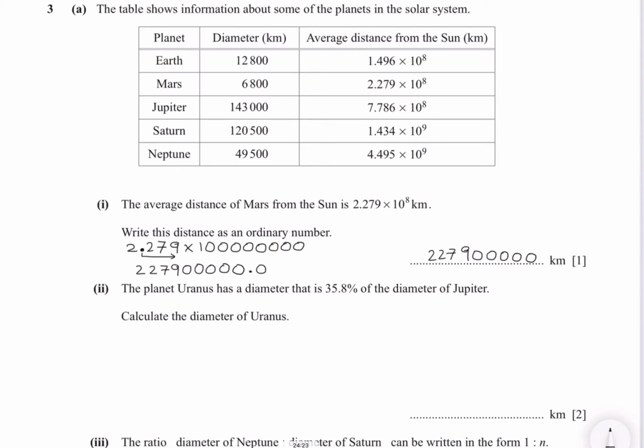Planet Uranus has a diameter 35.8% of the diameter of Jupiter. Calculate the diameter of Uranus. So 35.8% means 35.8 over 100 times diameter of Uranus. We have to calculate. So you write down the diameter of Jupiter, which is 14,3000. Now simplify it. So this is your answer.